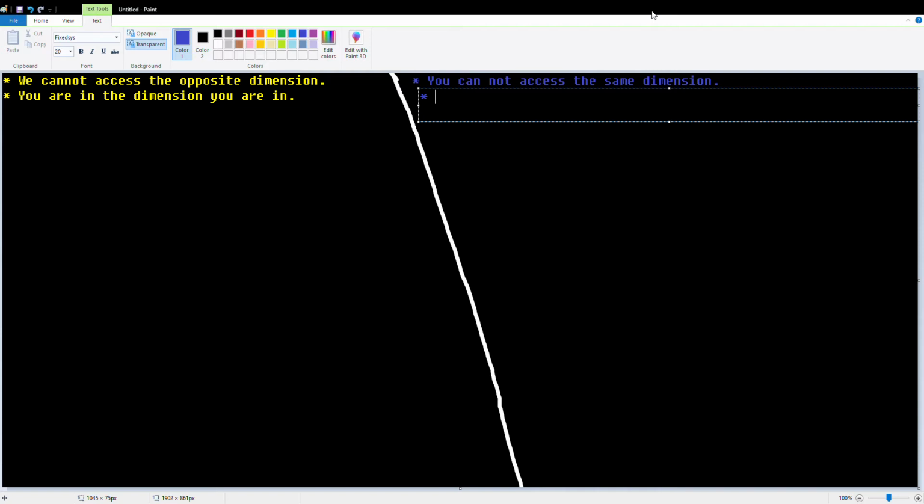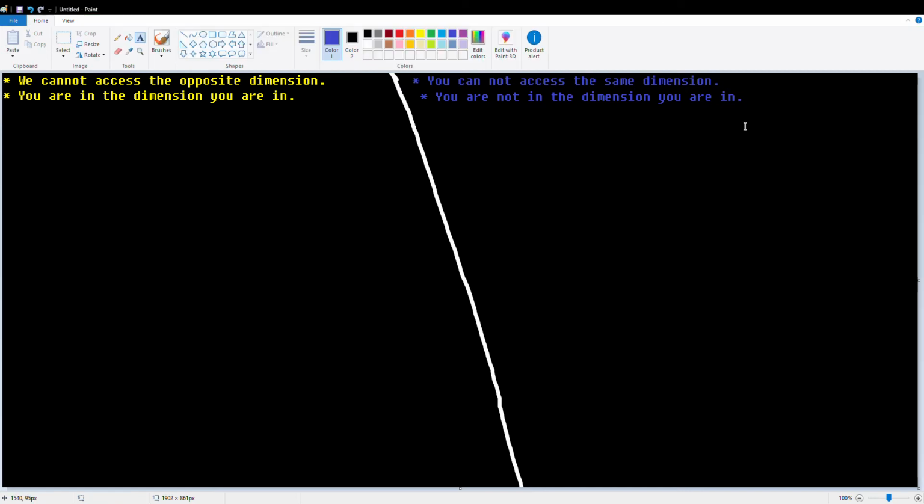So that means that we actually have to put you are not in the dimension you are in. Because if we put you are not in the dimension you are not in, that doesn't make sense, because that's the same thing, and that wouldn't be the opposite, right? So since we have these two rules here, let's go for some more.